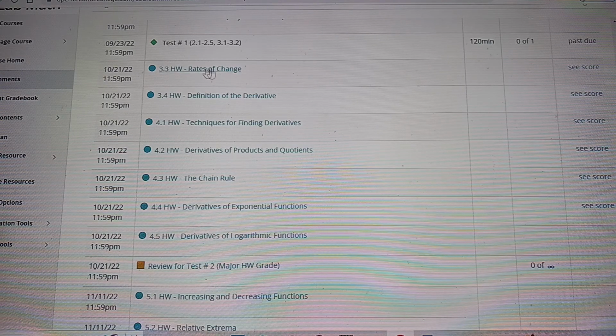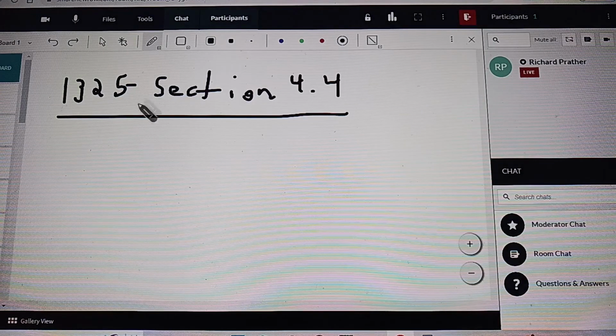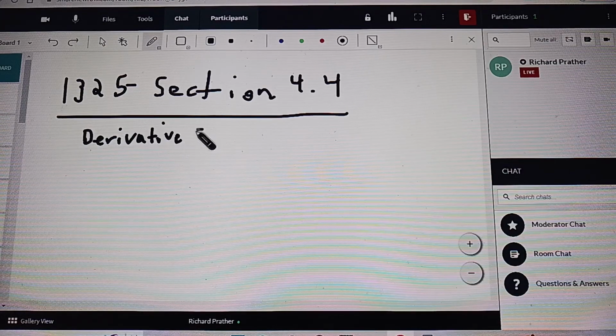Okay, so we did derivatives for the definition of them and doing them out the long way with limits. And then we've been doing a bunch of shortcuts for derivatives lately. So maybe we'll make a list here. We did these derivative shortcuts.